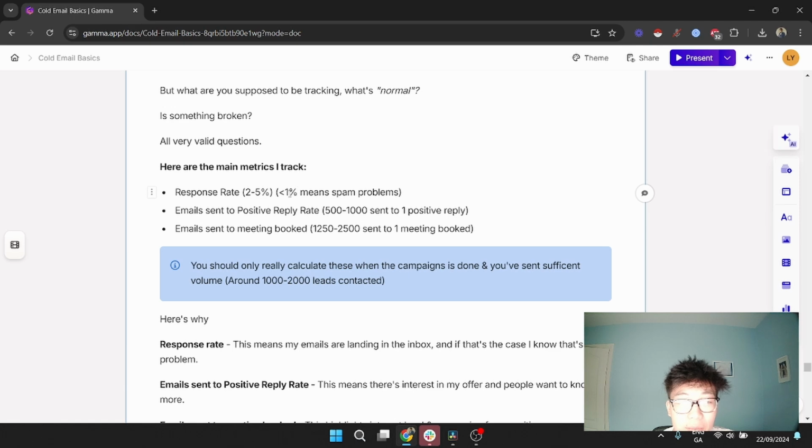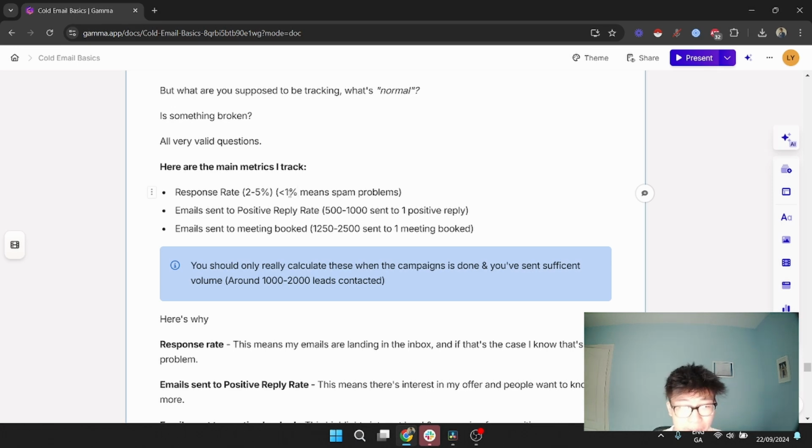And then email sent to meeting book rate is the next one, because obviously the whole point of cold email is to be sending emails and booking calls. If you're not booking calls, between 1,250 and 2,500 emails, you should be getting at least one meeting. If you send 2,500 emails, you should be booking at least one meeting, because that means you're getting at least 3 to 4 positive replies. So that's what I recommend.